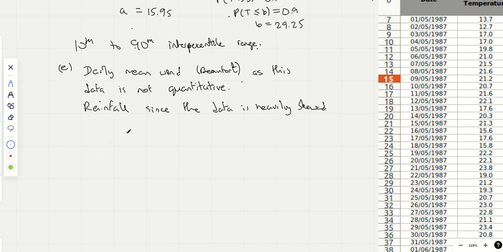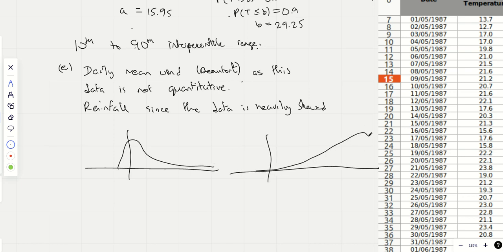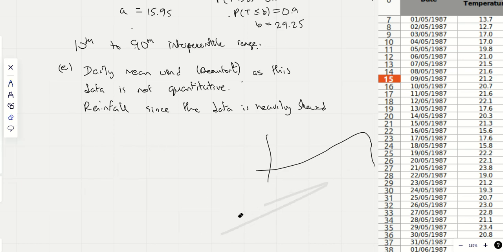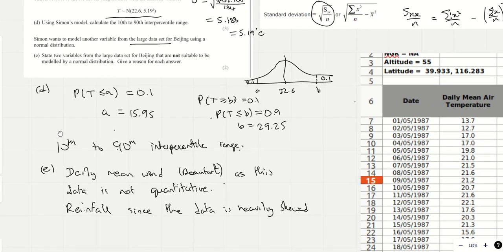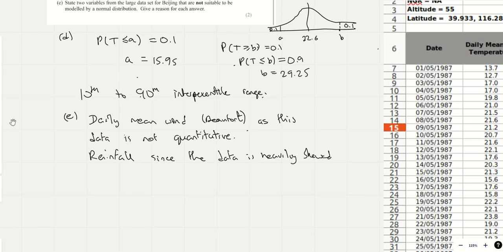Data which is heavily skewed is data which is bunched up like that, or it can be the other way around, negatively skewed like that. That just doesn't look like the symmetric skew that we're used to on a normal distribution where everything's bunched up round the middle. And it's a shame they don't teach skew properly anymore. It's sort of missed off the syllabus accidentally. That's what strikes me. But those are the two categories I would go for as not being suitable for modelling by a normal distribution.